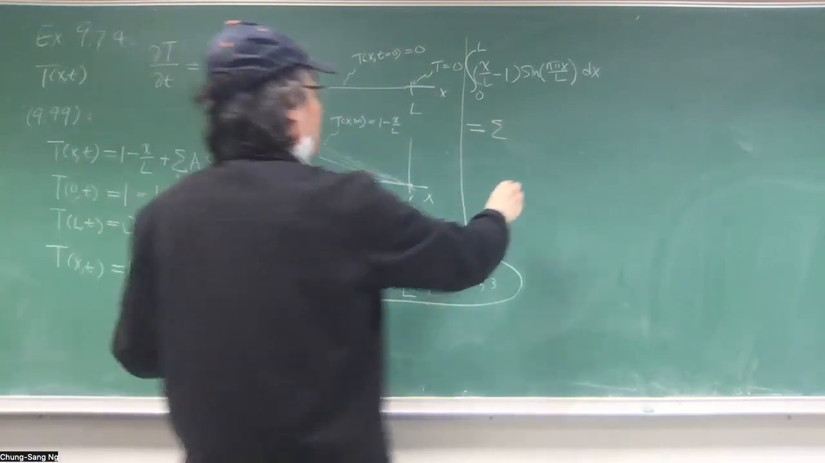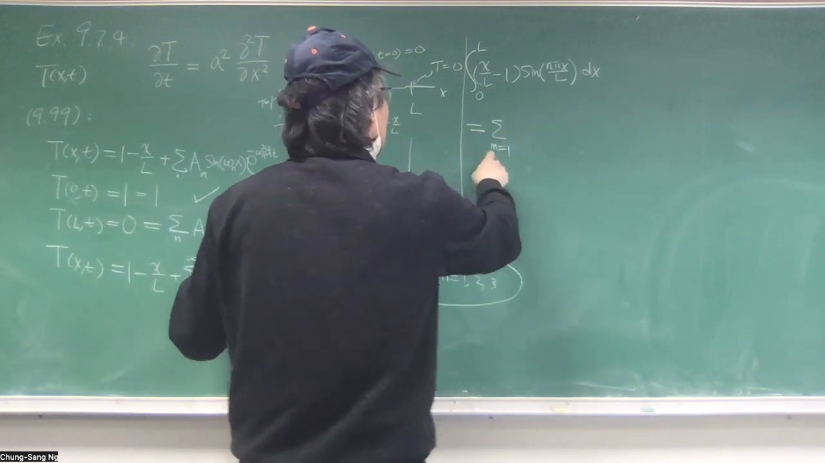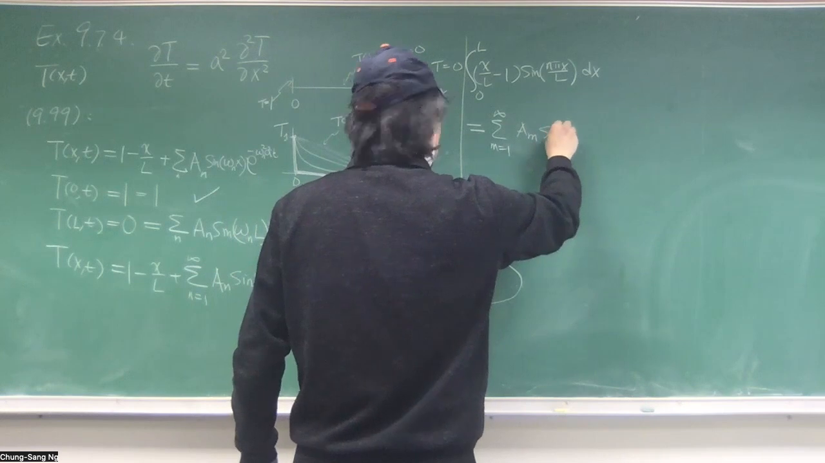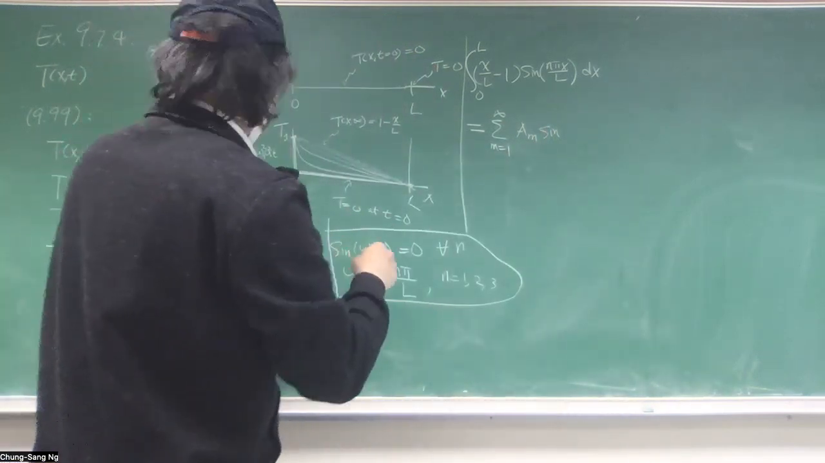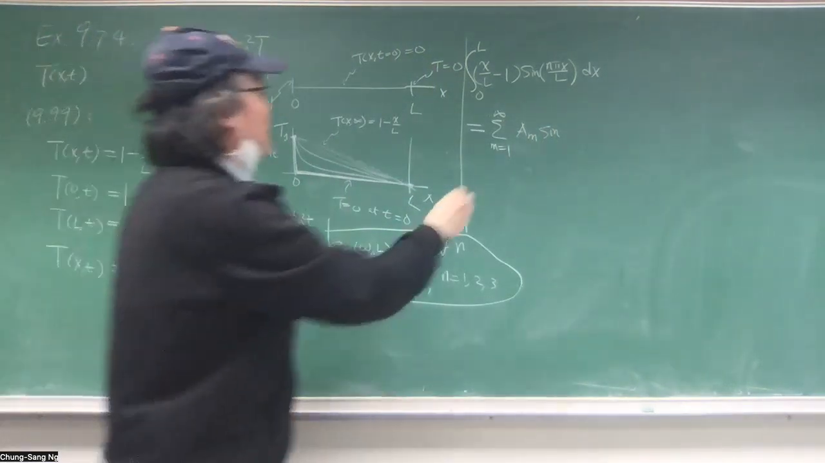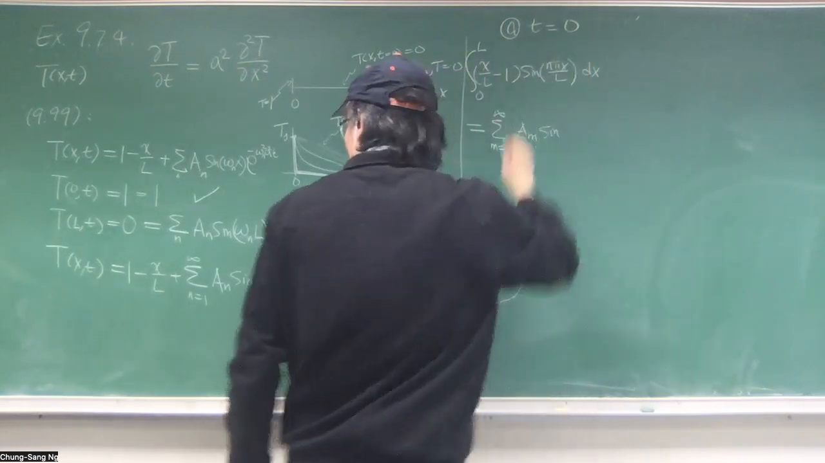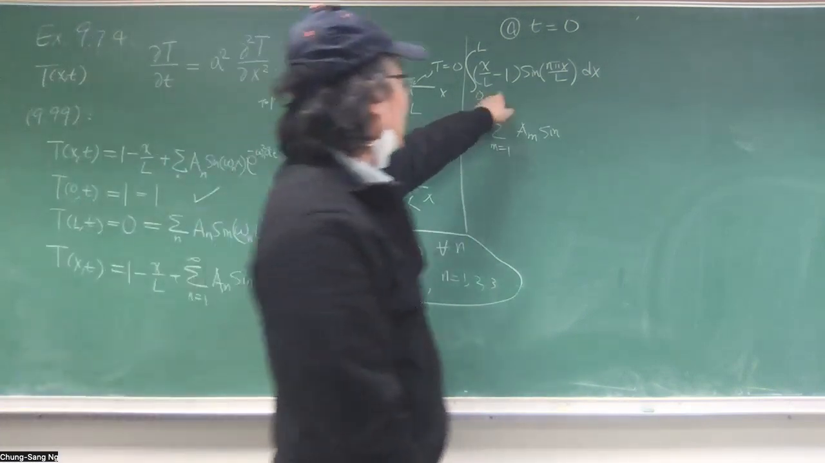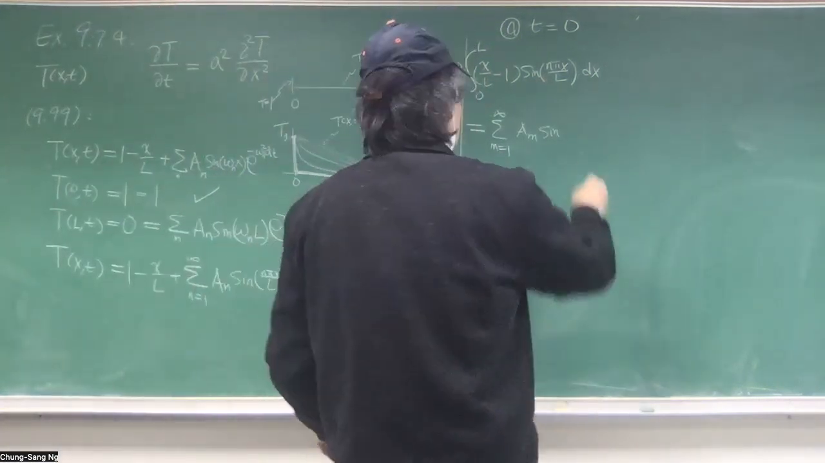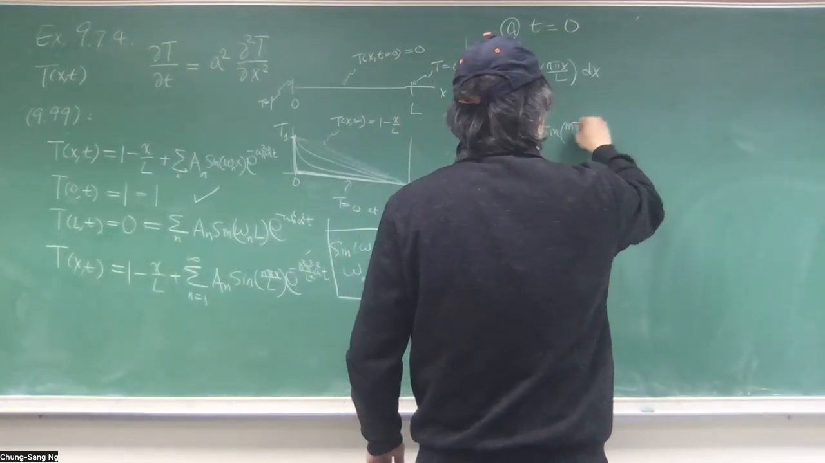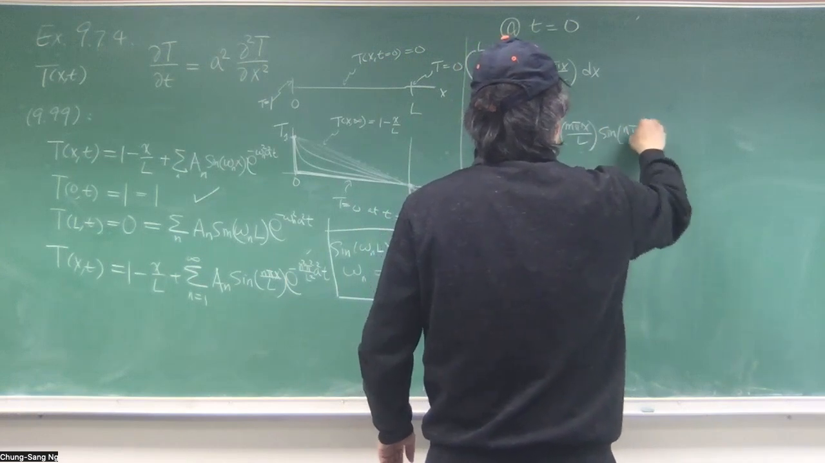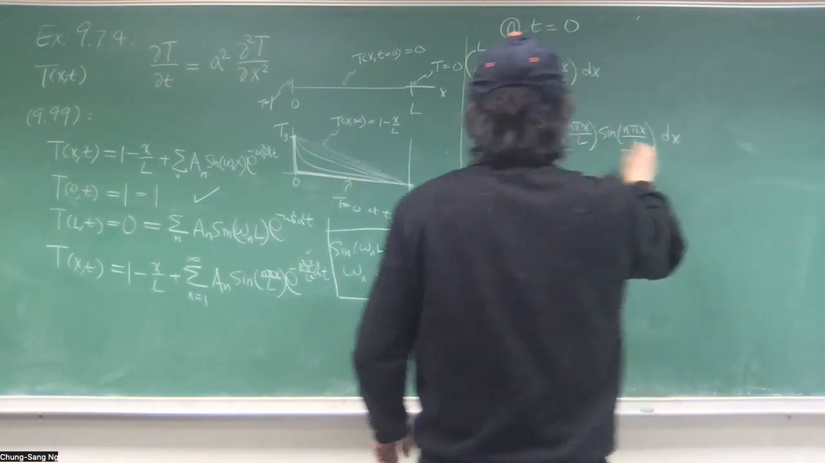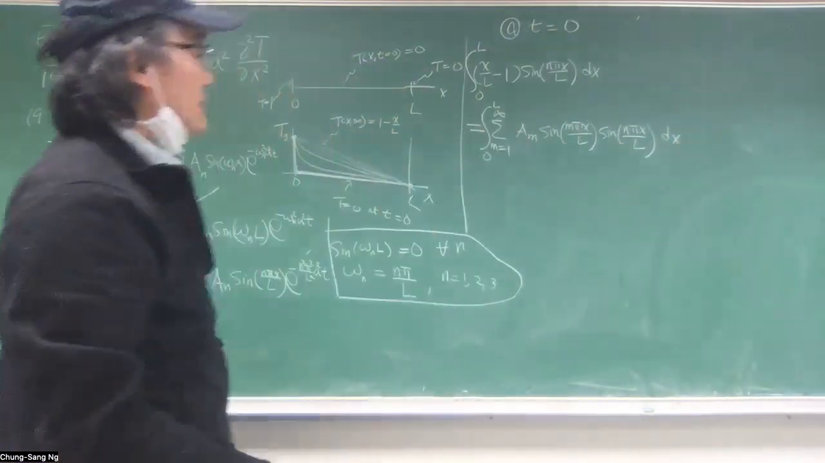Now we already use n here, so we use m as the summation index, m from 1 to infinity. This condition is at t equals 0, and at t equals 0 the exponential with t is 1. So the left hand side is x over L minus 1, which we move to the other side, multiplied by the basis, sine of m pi x over L. The exponential function becomes 1. Integrate dx from 0 to L.